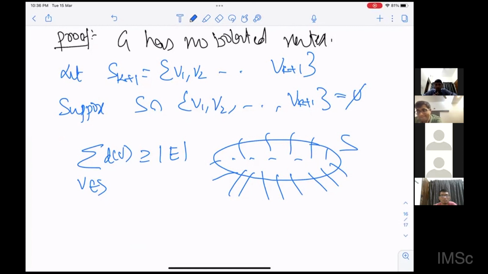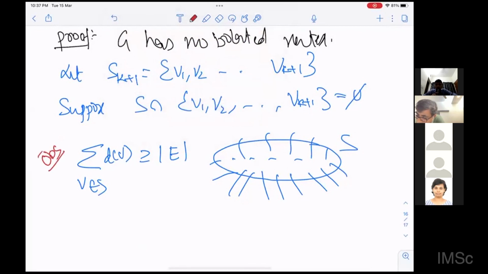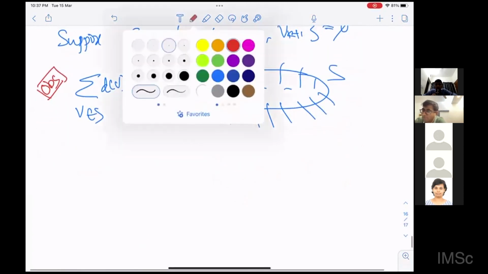Right? If S is a vertex cover, then every edge is incident, so that edge is counted as a degree of some vertex, maybe of two vertices. So this can only overcount. It cannot undercount. Is this observation okay with everybody? Yes. Then we are done. I will show you why we are done.